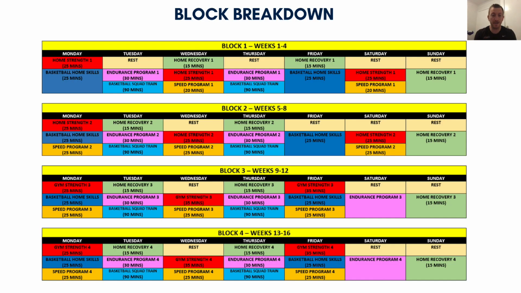So this is the block breakdown document. It gives an example of what would be ideal for each athlete to follow. So up the top there, you can see block 1, weeks 1 to 4, and it's got the days Monday to Sunday. On the first day there, you can see there's basketball home skills, there's home strength. On the Tuesdays, they're different colours. Tuesday and Thursday, there's endurance programs. There's squad training of an afternoon in the blue there. There's different home strength programs on different days. So basically it gives a breakdown of what an ideal week should look like for each individual athlete.